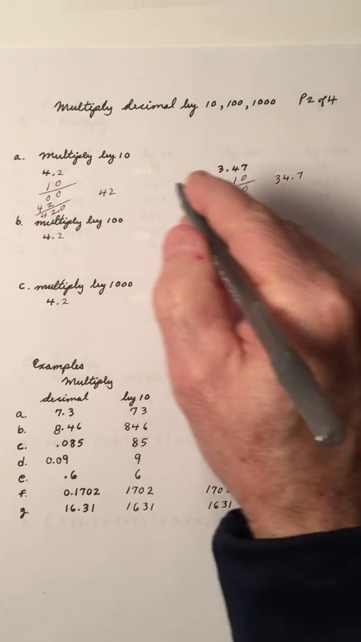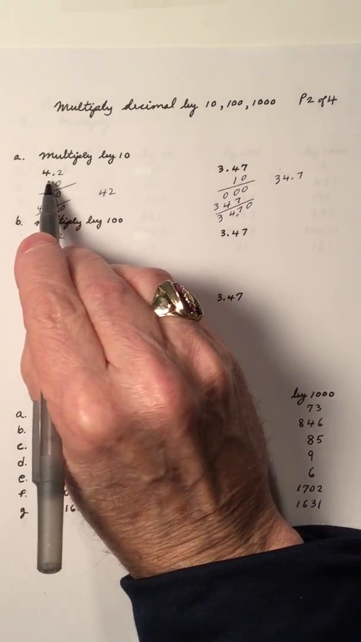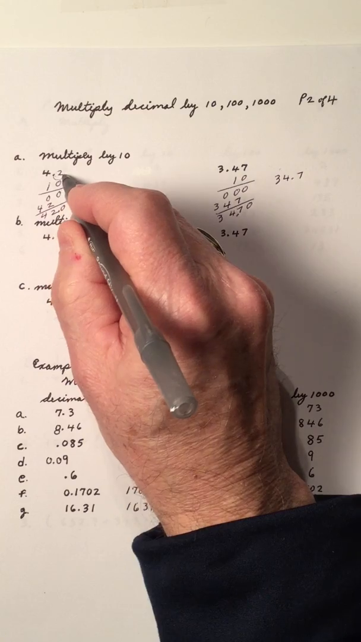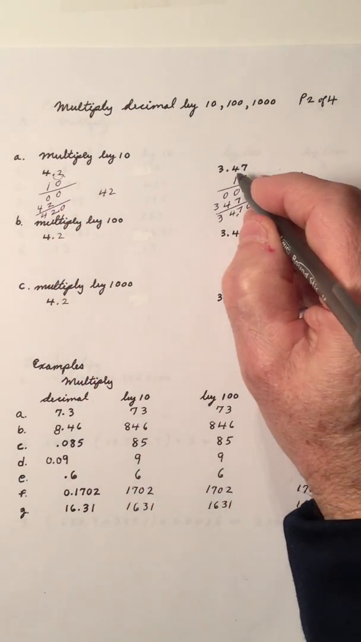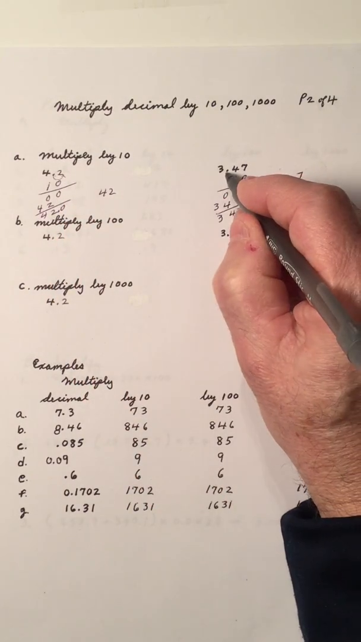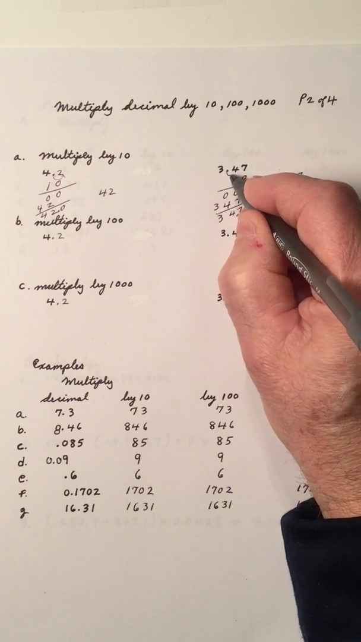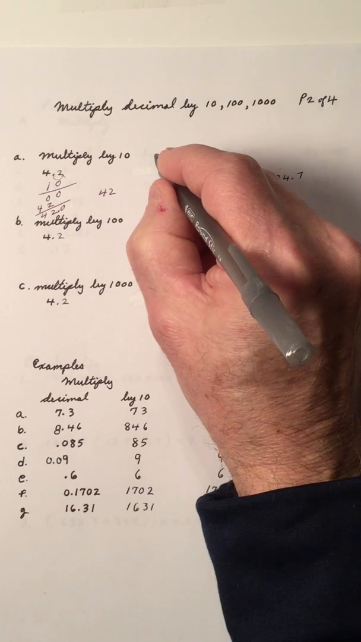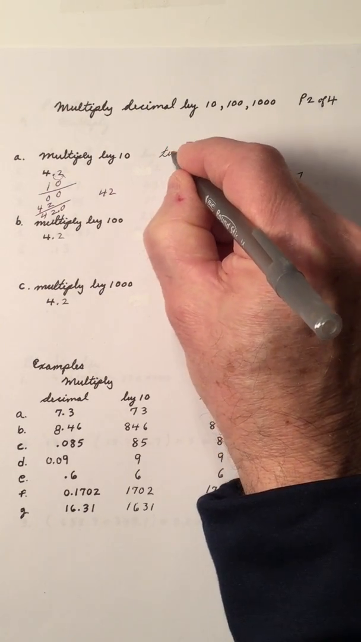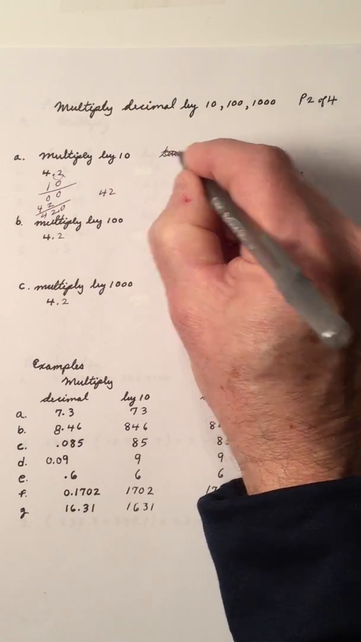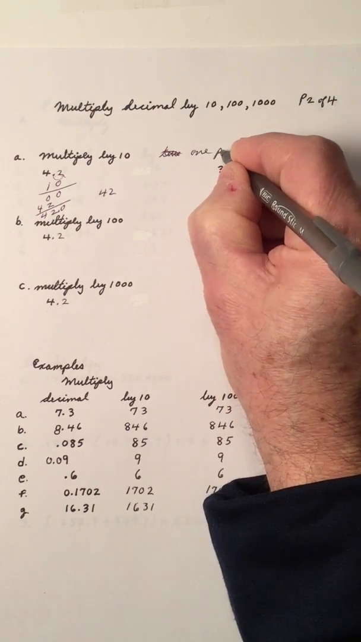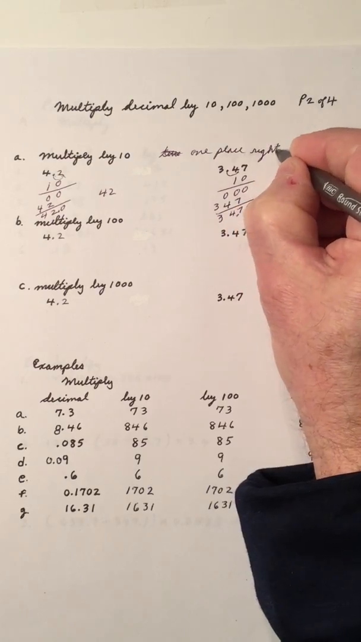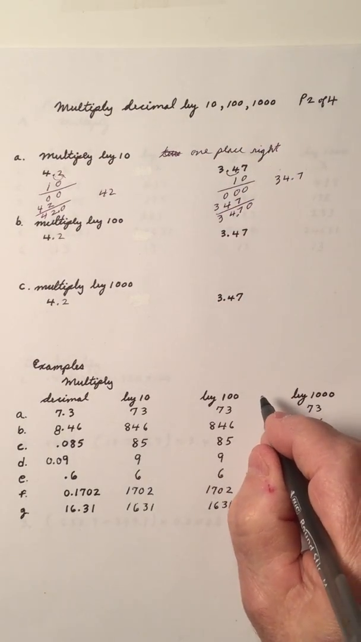Notice when you multiply by 10, the decimal place moved 1 to the right. It moved from between the 3 and the 4 to between the 4 and the 7. So multiplying by 10 moves the decimal 1 place to the right from where it is.